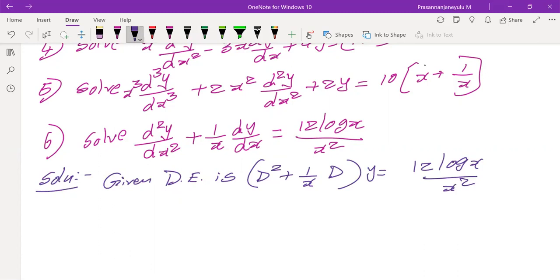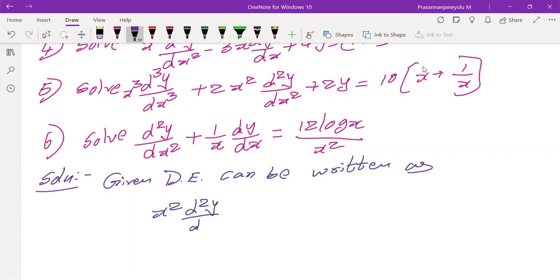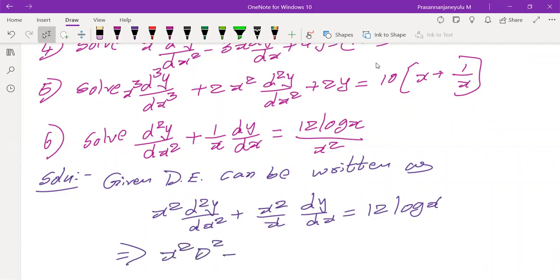Before going further, on both sides what I'm doing is multiplying with x square. So the given differential equation can be written as, multiplying with x square, x square d square y by dx square plus x square by x into dy by dx equals 12 log x. The x square by x square gets cancelled. So if we write it in differential operator form, we get x square d square plus x d of y equals 12 log x.